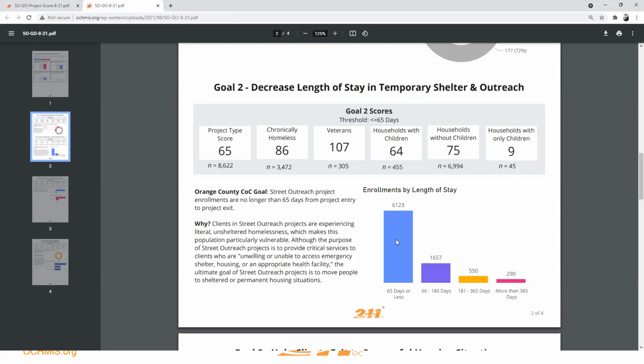The good news is we had a large percentage of clients meet our threshold of 65 days or less. About 70% of the clients included met the threshold, so that's great. And then you can see the breakdown for those more than 65 days. This doesn't necessarily mean that they've exited to any positive destination. Right, yes, this is just length of stay.